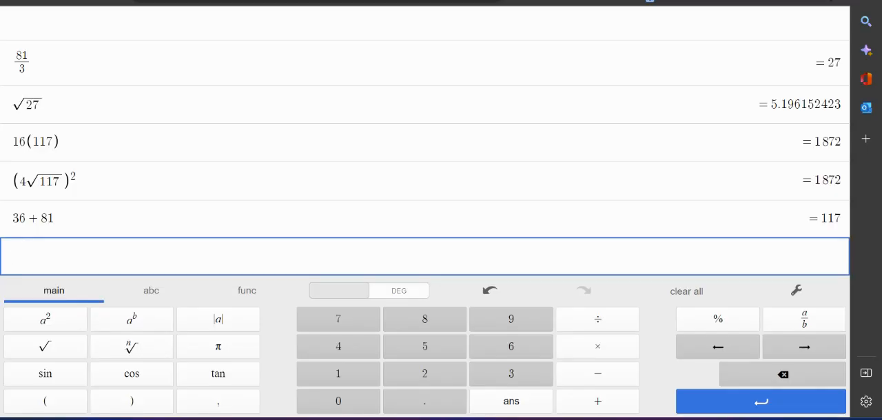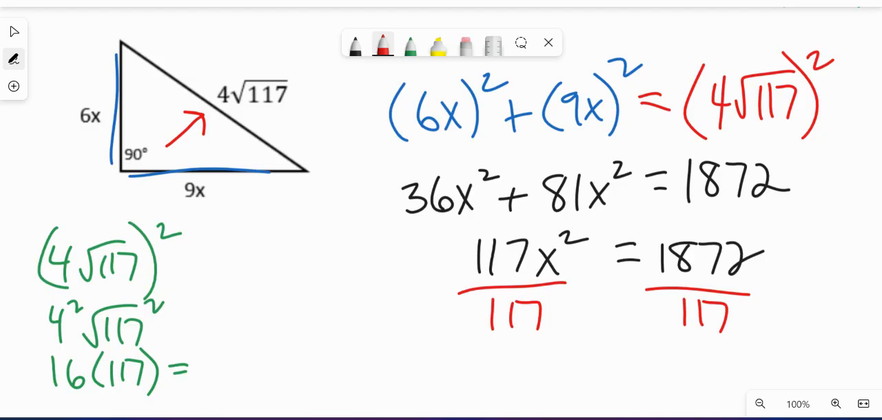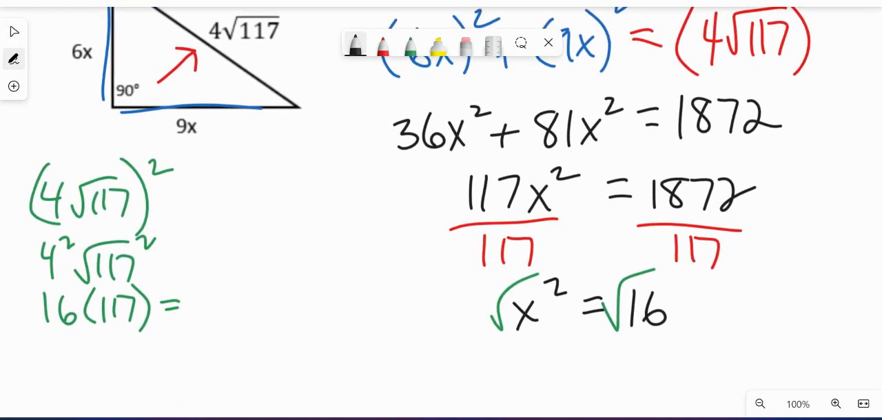So 1872 divided by 117 is 16. Look at that. Sometimes it pays to do stuff by hand. So you get x squared is 16. Square root both sides, and look at that, it's a perfect square. A nice answer at the very end. So your answer is going to be x is positive 4. Remember, just a positive 4, not the negative 4, since we're talking about the length of a side.